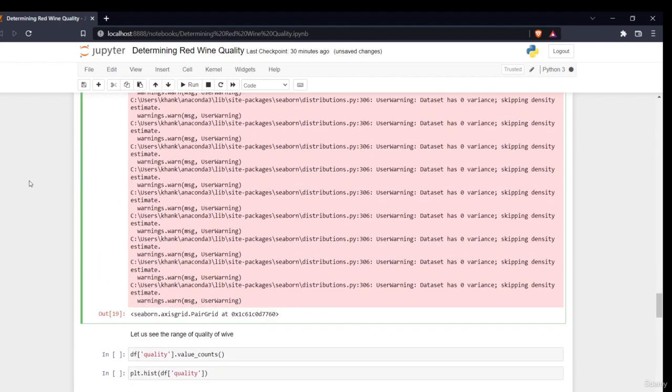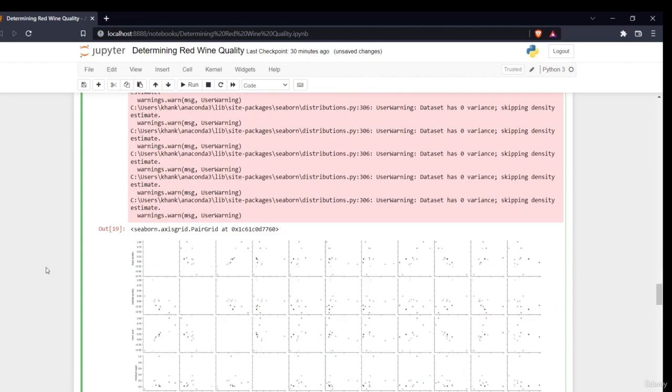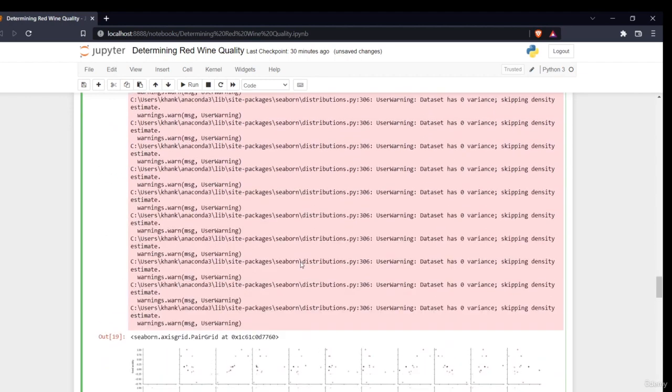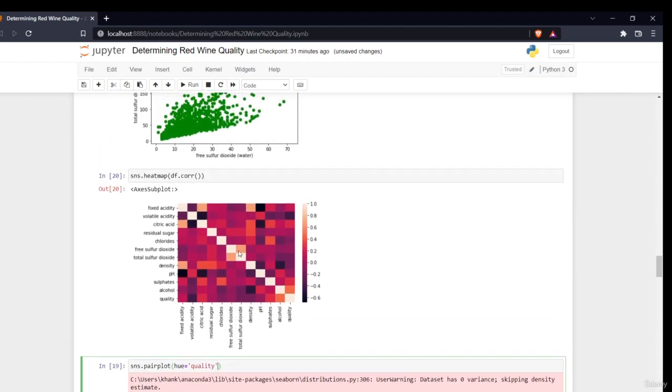Okay, but here it is taking too much time. It should get executed by now. It's taking too much time just because we passed the wrong parameters, right? Okay, this is a meaningless plot. I don't know what this is, so I have passed the wrong parameters. Okay, this is my heat map. So as you can see, the feature most correlated with quality is alcohol.